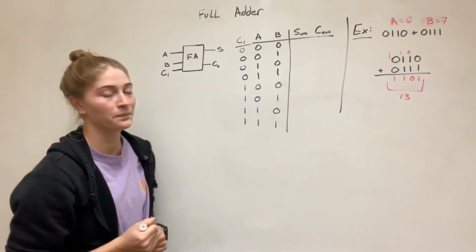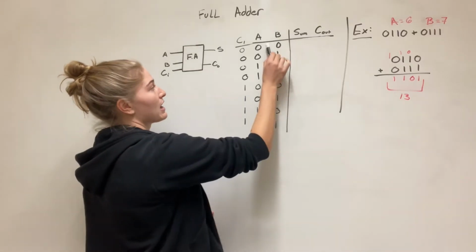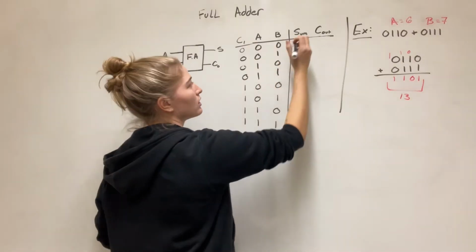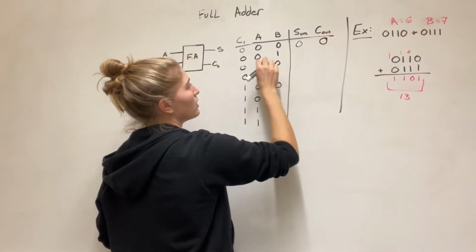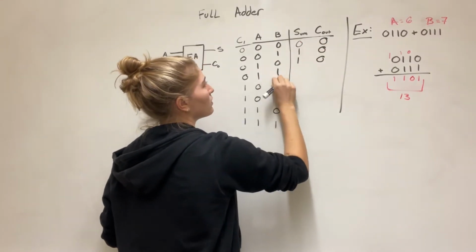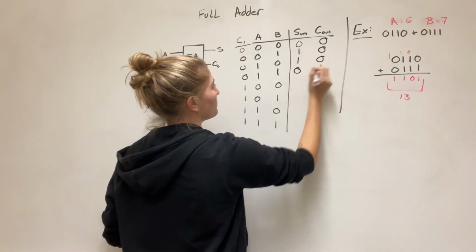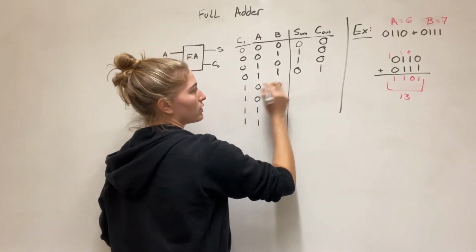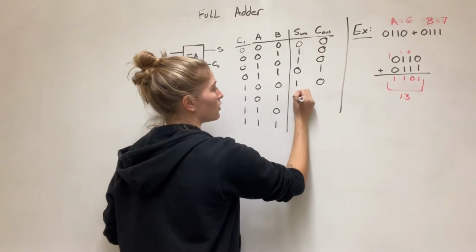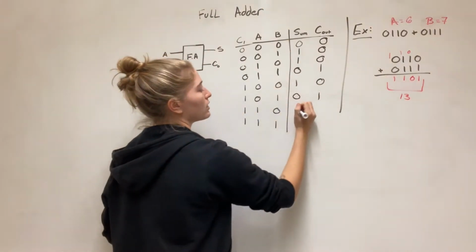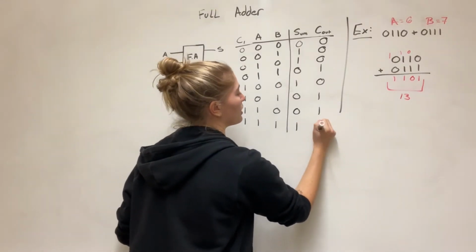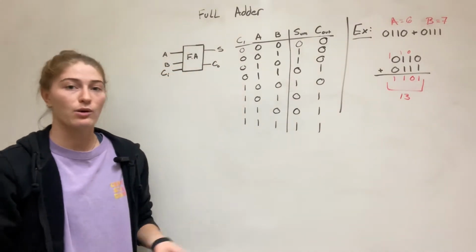Now our truth table is just a bunch of addition using A, B, and our carry in bit. So 0 plus 0 plus 0 is 0 with a carry out of 0. 0 plus 0 plus 1 is 1, carry out 0. 0 plus 1 plus 1 is 0, our carry out is 1. 1 plus 0 plus 0 is 1 with a carry out of 0. 1 plus 0 plus 1 is 0 with a carry out of 1. 1 plus 1 plus 0 is 0 with a carry out of 1. And 1 plus 1 plus 1 is 1 with a carry out bit of 1. So now we have our truth table completed.